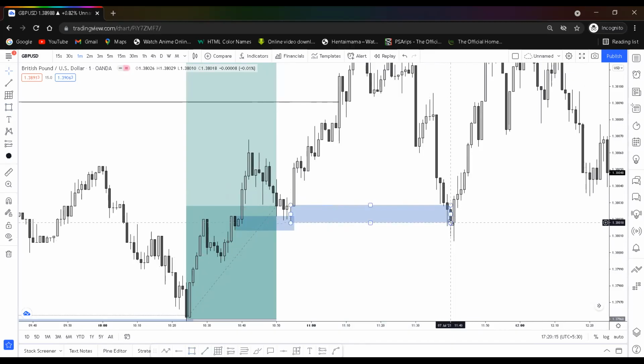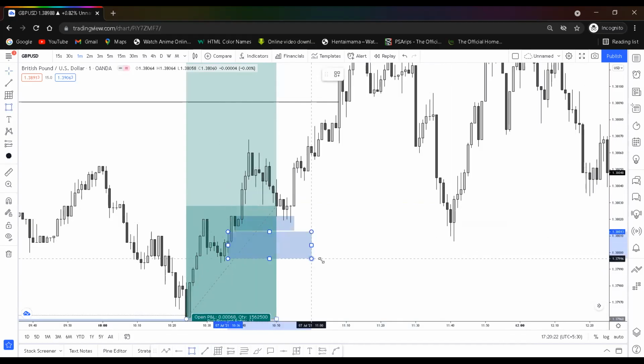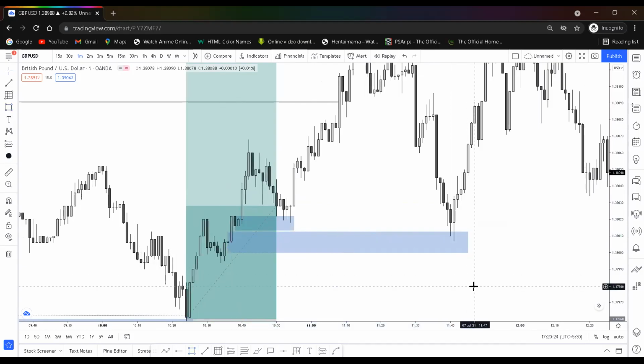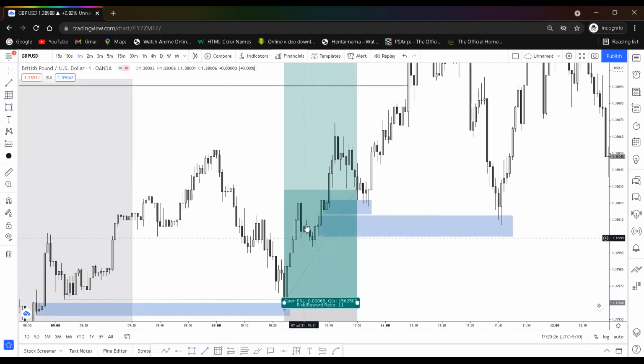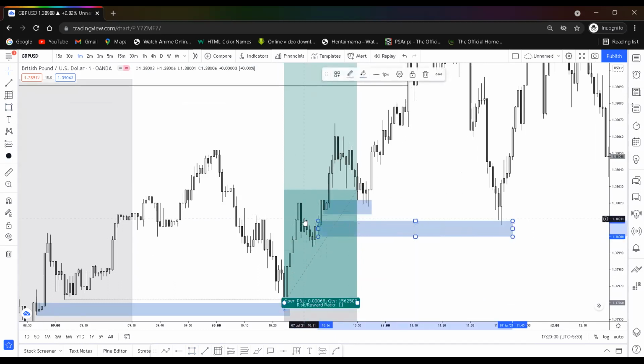Now this is the trap. But what is a real POI? You see, they did not really feel the imbalance yet. You see that? And this is where the push down started, right here. So we can take it like that. Here. This is where the push down started.